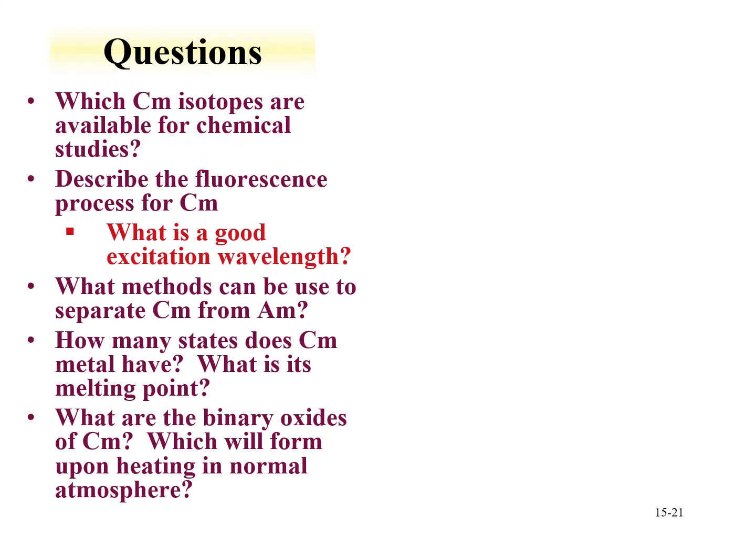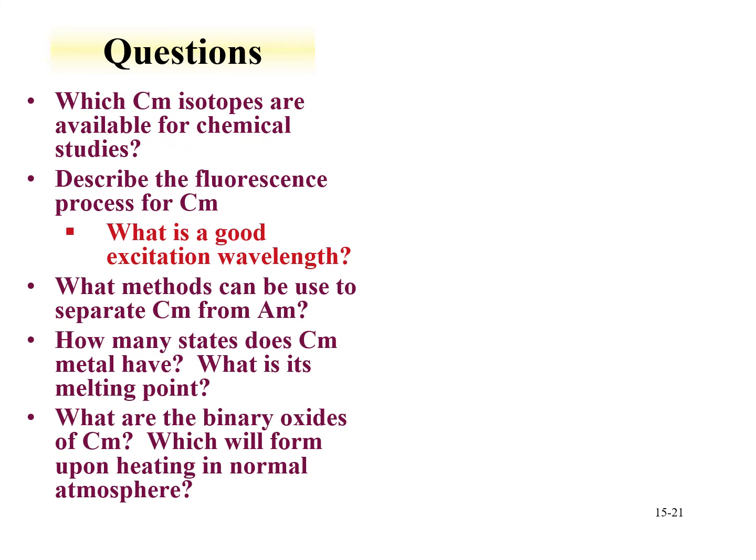Some questions related to curium are shown here. Which curium isotopes are available for chemical studies? Well, curium-244 with a half-life around 18 years is the one that's most available, although one of the nicest to use is curium-248, which has a much longer, thousands of year half-life, though it's much harder to get.